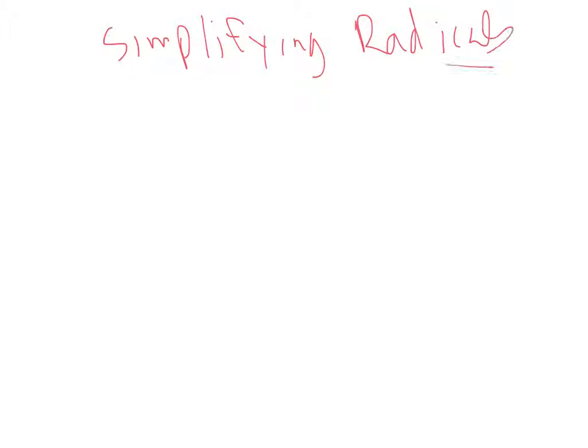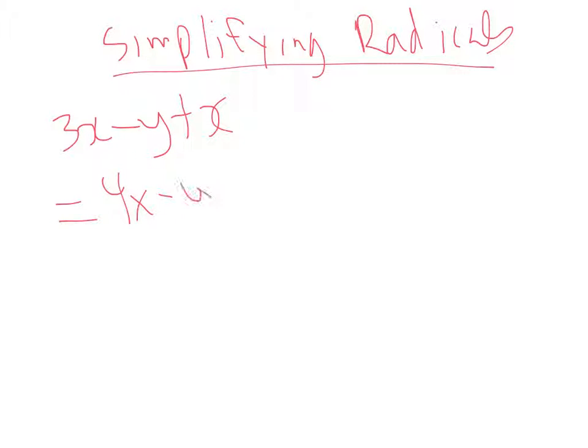So what we're going to do now, folks, is collect like terms, if you will, or simplify sums and differences of radicals. So, simplify like terms. For example, if you had 3x minus y plus x, what would you get? Well, that would equal 4x minus y.